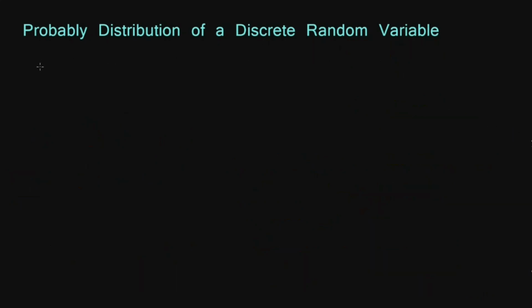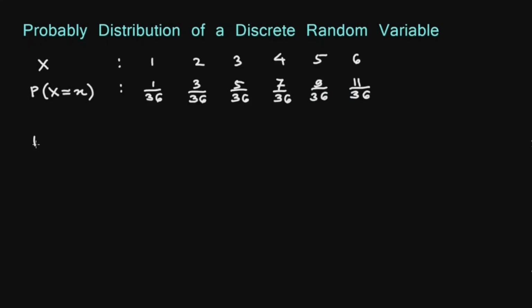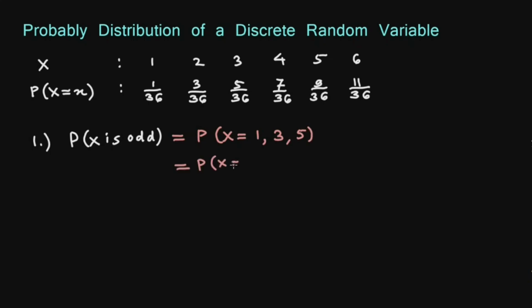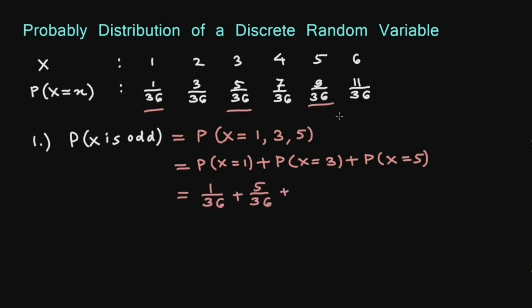We are given a probability distribution of random variable x and its corresponding probabilities, X equals small x. First, we have to find the probability that x is an odd number, which means p when x is odd, that will be p when x is 1, 3 and 5. That will be p x equals 1 plus p x equals 3 plus p x equals 5. It will be 1 by 36 plus 5 by 36 plus 9 by 36. That will be 15 by 36.